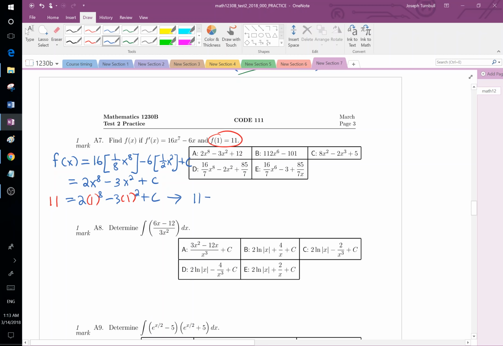So we have 11 equals 1 to the 8, which is 1 times 2, so 2, minus 3 plus c. So 11 is equal to negative 1 plus c. That means c is equal to 12. So our function is f of x equals 2x to the 8 minus 3x squared plus 12. That function satisfies both the derivative condition and the condition on the function at 1. Option A.